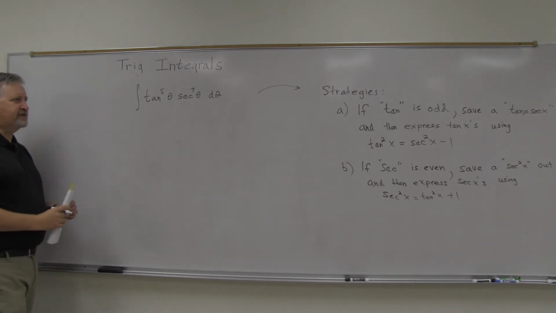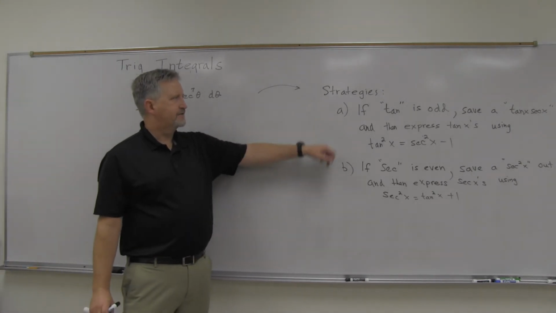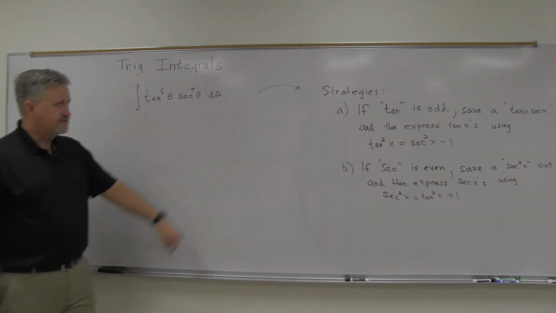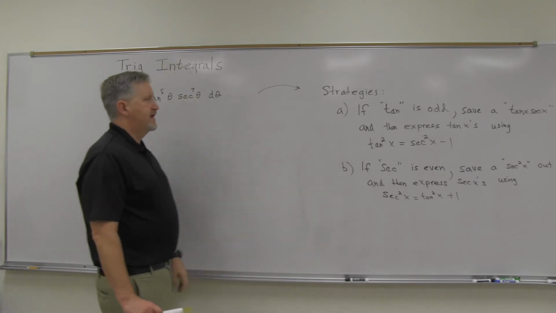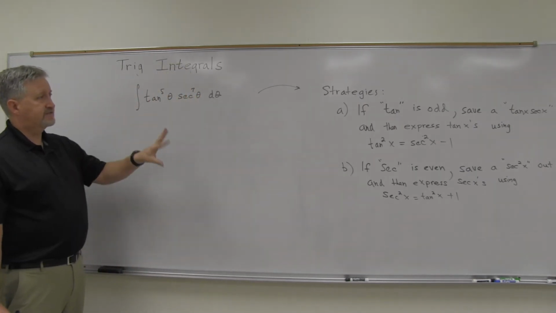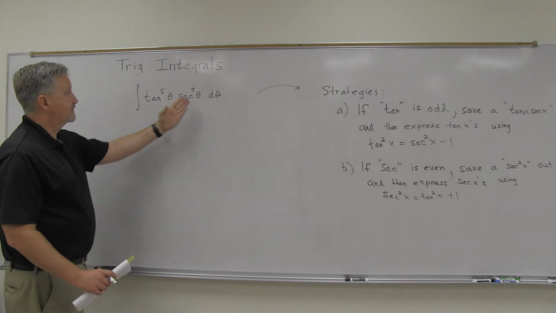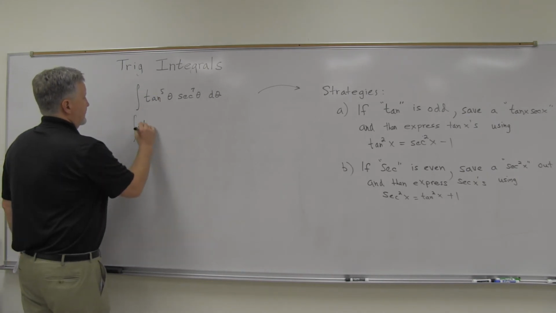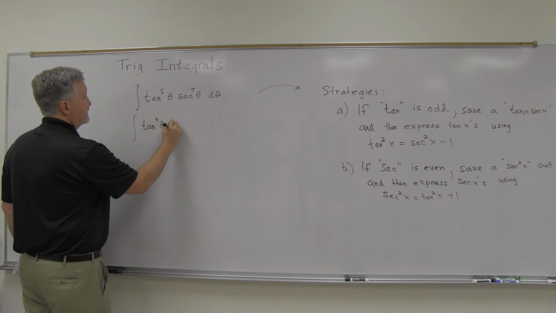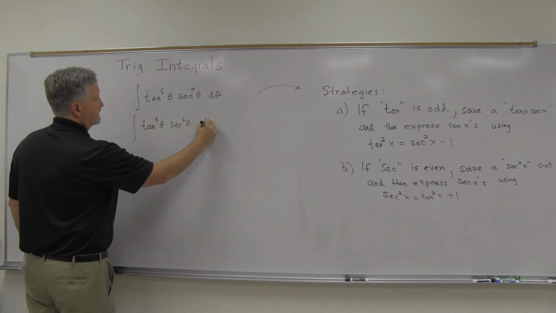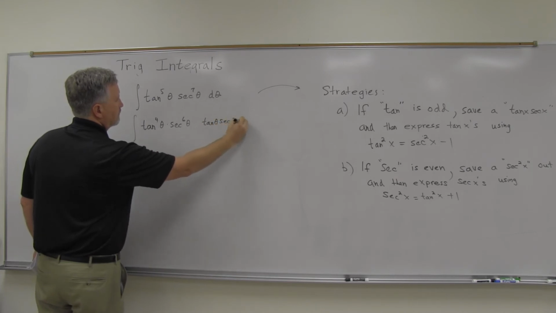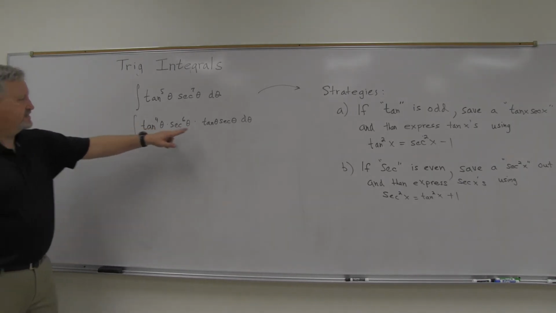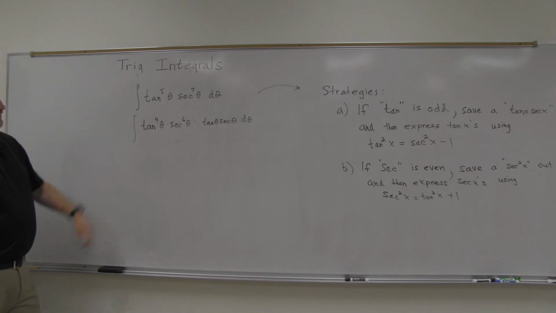Okay. Well, in this case, strategy A is going to kick in here because we've got an odd tangent. And so we can use strategy A here. Tangent is odd, so we're going to save out a tangent x, secant x. So I'm actually going to pull out a tangent theta and a secant theta over here with my d theta. So that'll bring it down to tangent to the 4th theta, secant to the 6th theta, and then I'm going to write the tangent theta, secant theta. Got those other two pieces over there. So I pulled out a tangent and I pulled out a secant. So both of those decrease by 1.